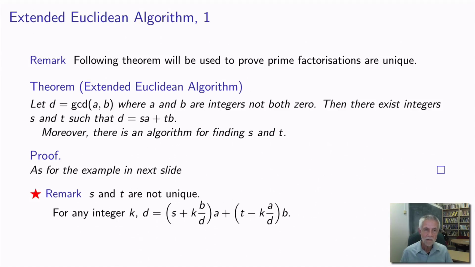So the sum becomes a difference, if you like. And moreover, we're going to give an algorithm for finding s and t. In particular, this theorem will be used for showing that prime factorizations are unique. The proof will be given by means of an example in the next slide. Before we do that, I'd just like to make one starred comment.